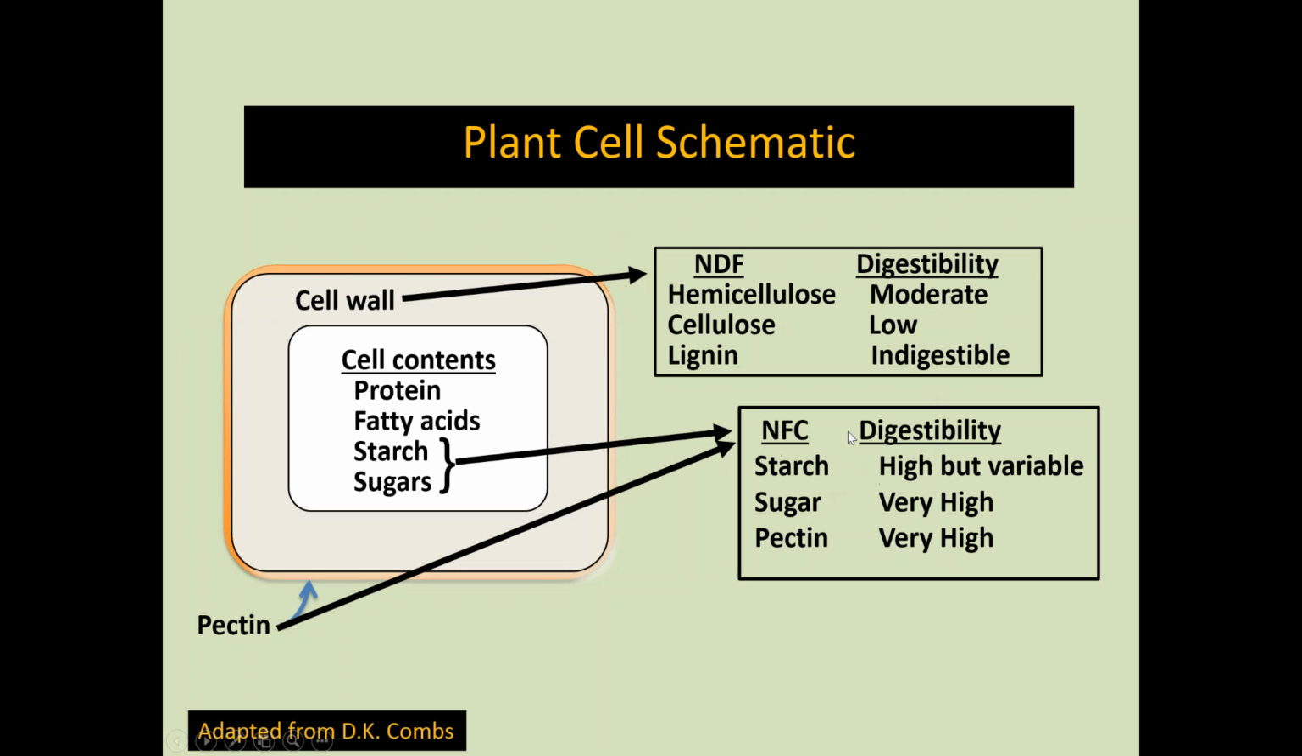And then we look at the non-fiber carbohydrates. Some will call that non-structural carbohydrates, and the main ones that we look at there would be starch, sugars, and pectin. The digestibility of those components is quite high. And in terms of starch, as we've talked about a lot in recent years, the digestibility of that component can be quite variable depending on maturity at harvest and type of hybrid that we're dealing with and those sorts of factors.